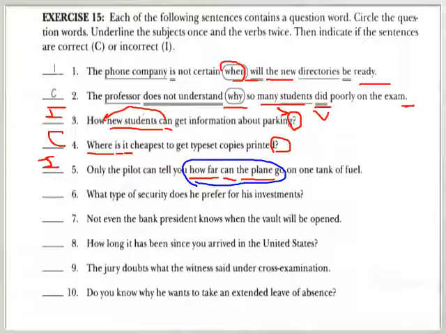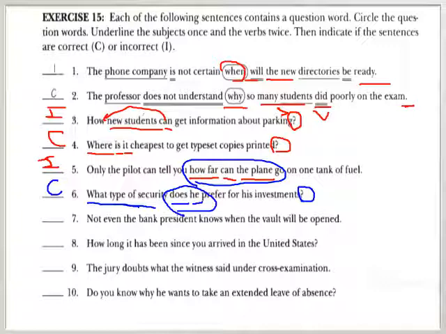Okay, so it is incorrect. Fine. Number 6. What type of security does he prefer for his investments? Here, this is a question. Okay, now let's have a look. What type of security does he? So here we have inversion. The helping verb does comes before the subject he, so the sentence is correct.